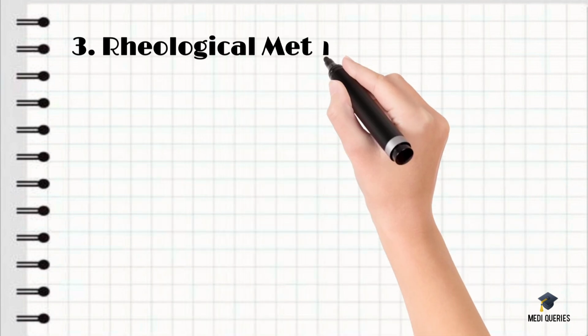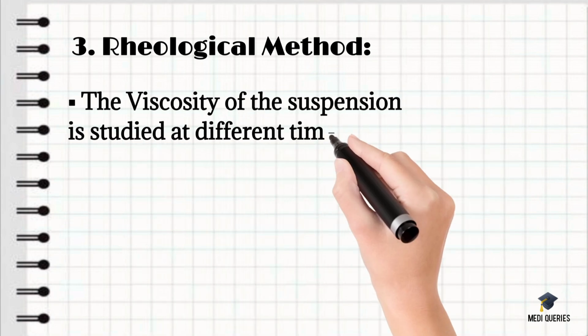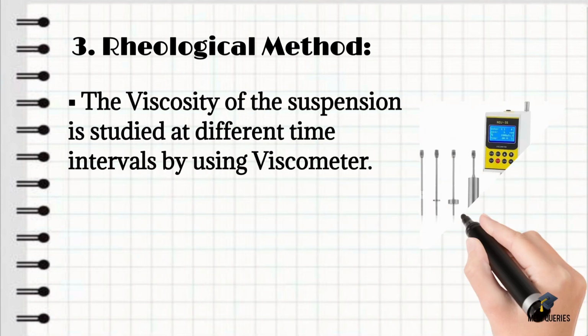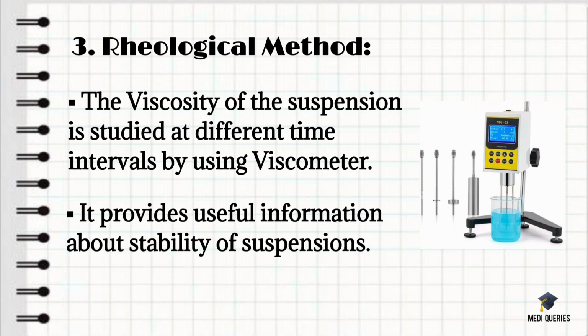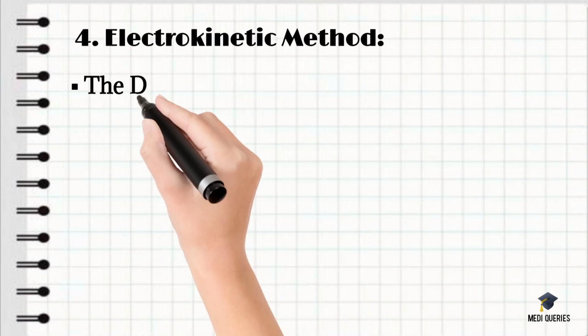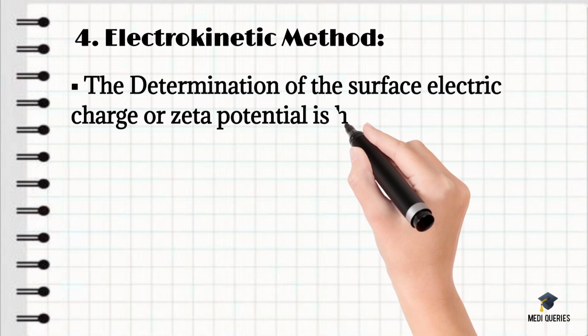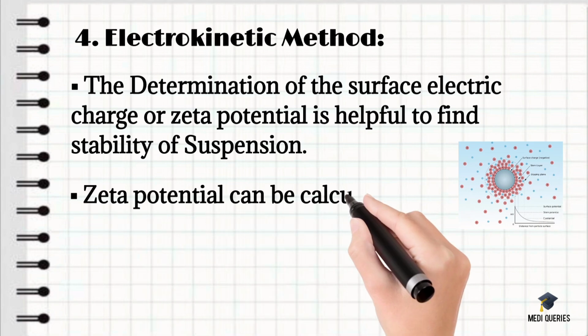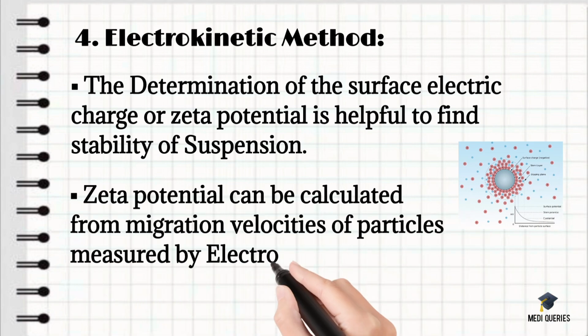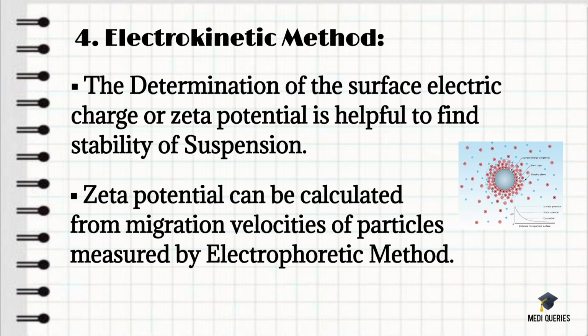And the next one is the rheological method. The viscosity of the suspension is studied at different time intervals by using a good quality viscometer. It provides useful information about the stability of the suspension here. And the next one is the electrokinetic method. The determination of the surface electric charge or zeta potential of the suspension is helpful to find out the stability of the suspension here. Certain zeta potentials produce more stable suspensions because of the controlled flocculation here. So the zeta potential can be calculated from the migration velocities of the particles measured by electrophoretic methods. Okay.